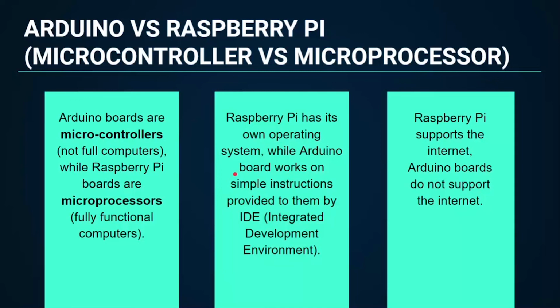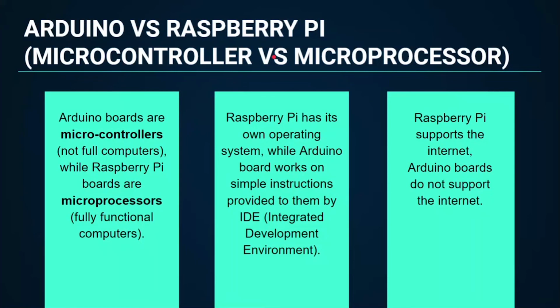While the Arduino board works on simple instructions that we provide through the IDE, the Raspberry Pi has its own operating system. Without the simple instructions from the IDE, the Arduino cannot function on its own, but the Raspberry Pi has its own operating system, and that basically differentiates it from the Arduino. Also, Raspberry Pi supports internet, while the Arduino board does not have its own internet support. These are the very basic differences. To decide whether something is a microcontroller or microprocessor, remember the definition: controllers are not fully computers, whereas microprocessors are. The best examples of each are Arduino and Raspberry Pi.